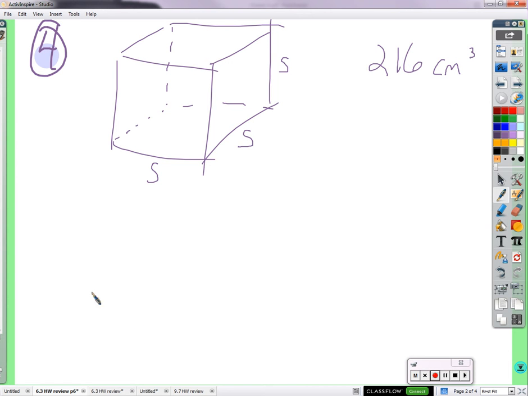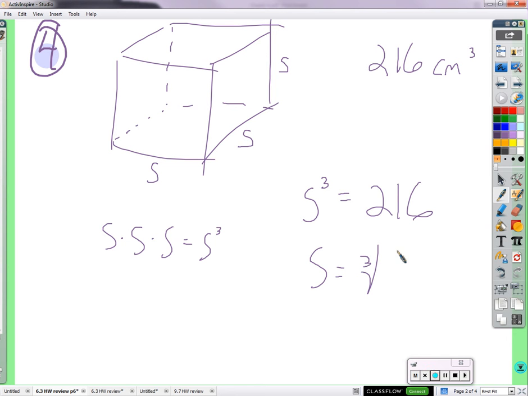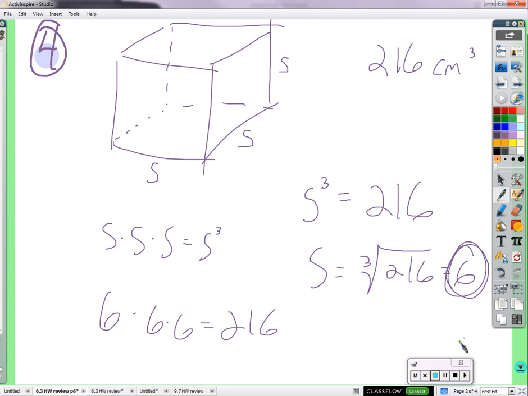Now, it turns out that when we do that, we multiply an S by an S by an S. We get S to the third power. So S to the third power is equal to 216. So S is equal to the third root of 216. It's a number that multiplies by itself three times to get to 216. And that number is 6. Because 6 times 6 times 6 is 216. And that's how we know that we're correct.